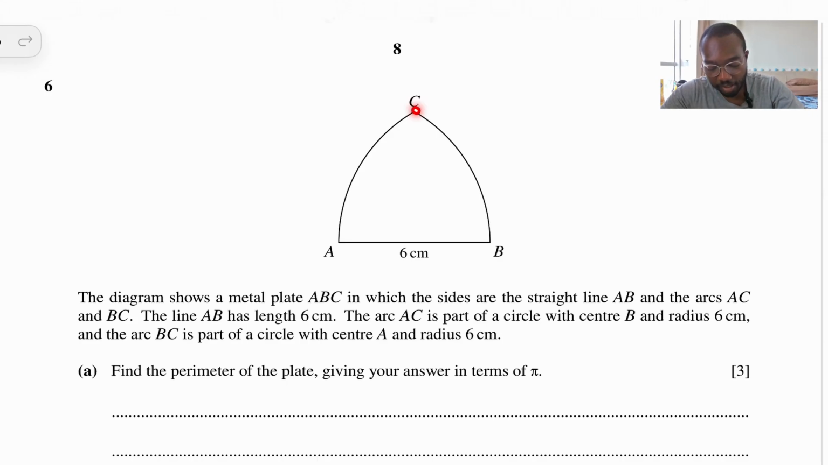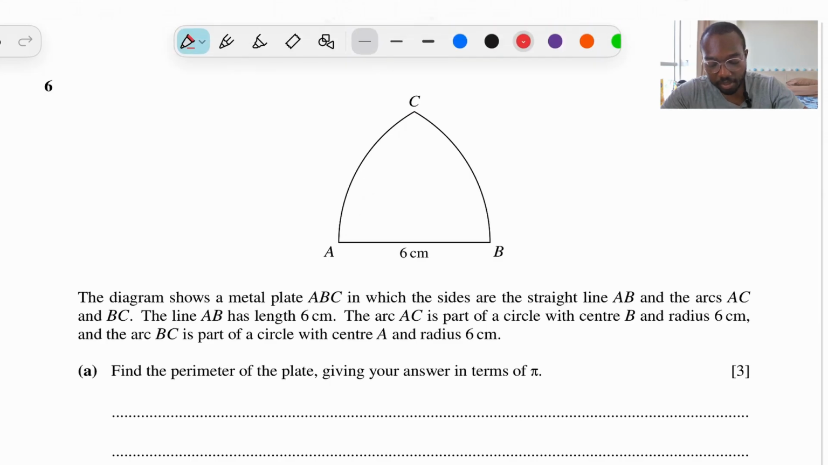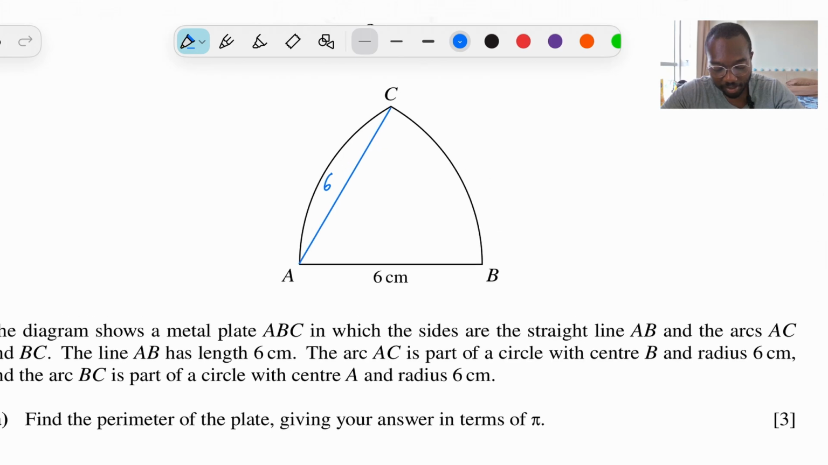We know that this has BC, okay? So if I was to draw a line from this to this point here, okay? We actually know that because that's the arc that's on the arc BC, it has center A. Well, we know at center A, it says that has radius 6 as well. So we actually know that this line here is 6 centimeters, okay? We know that that is 6 centimeters.